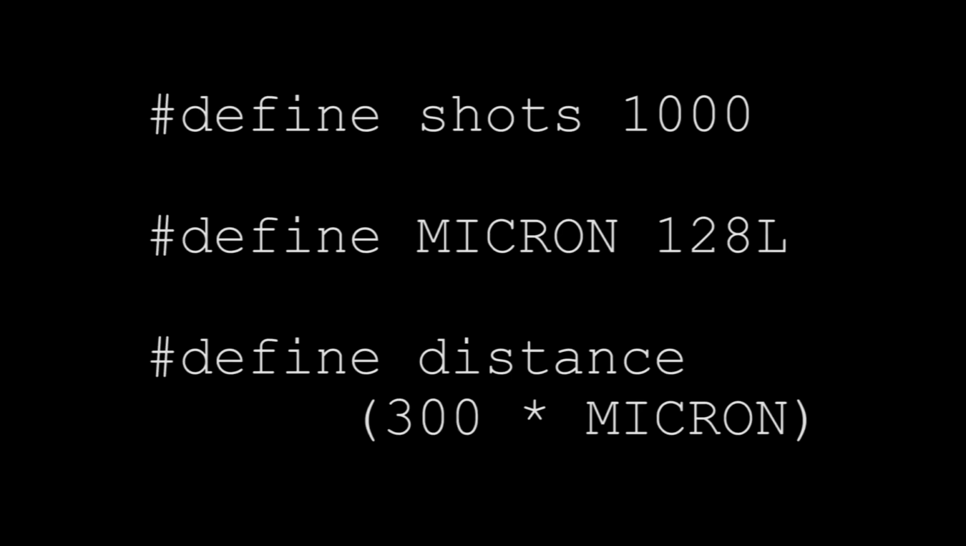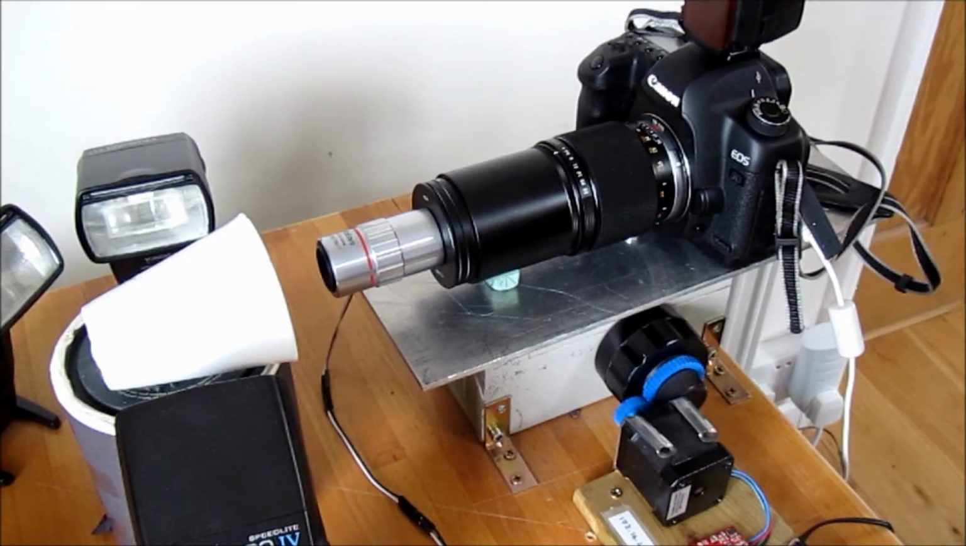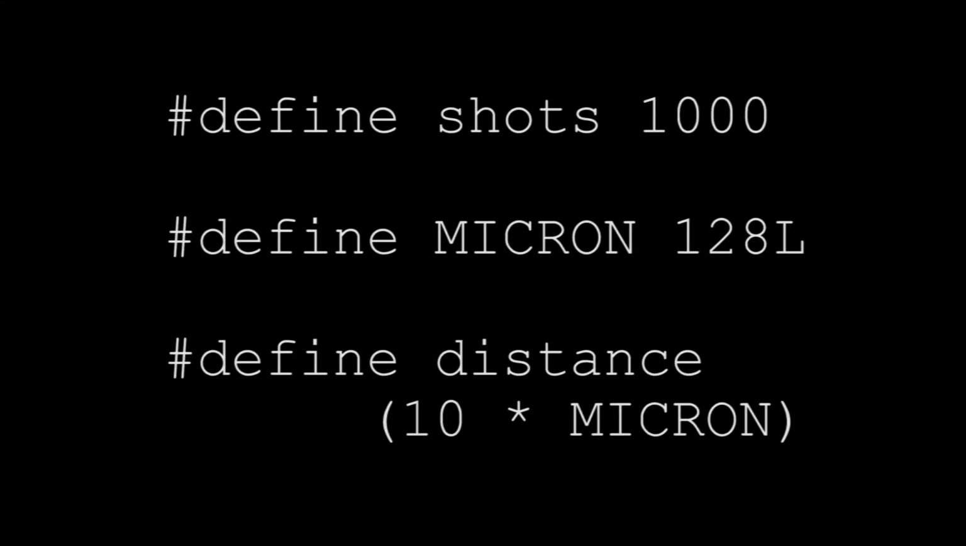The next option shows what happens with a 300 micron movement and a 3000 microsecond delay. The last video shows what happens with a 10 micron movement and a 500 microsecond delay.